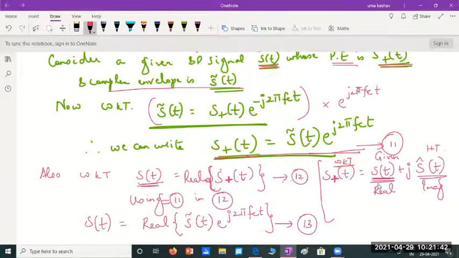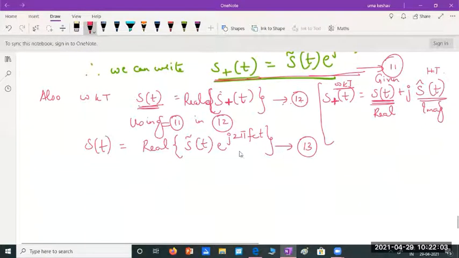So, if I know the pre-envelope of a signal, how would I get the actual signal? The actual signal represents only the real part of its pre-envelope, right? So, the actual signal is the real part of the pre-envelope. So, we are writing it like this. And what is the expression for the pre-envelope? It is complex envelope into e power j2 pi fct, which I have written. I hope it is clear.